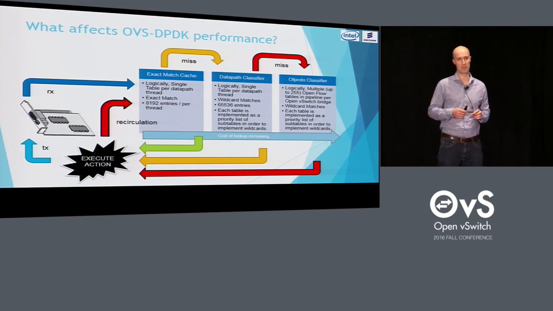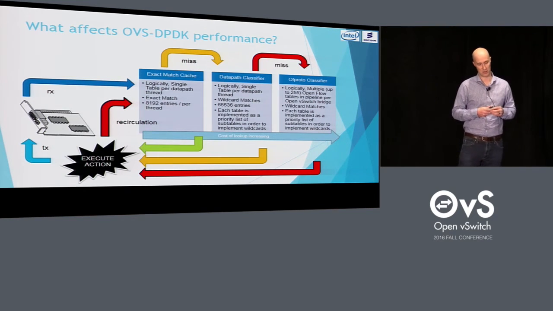So in OvS-DPDK, there are 3 levels in that hierarchy. You have your OpenFlow tables on the right. You have your megaflow cache in the middle, which is also called the datapath classifier. And you have your microflow cache on the left there, which is the exact match cache. Each of these tables has different characteristics. The megaflow cache is a single table that represents all the datapaths in an instance of Open vSwitch, and that table is a match action table that can match on wildcards. Whereas the exact match cache is also a single table, but it's obviously exact matching on the match side of things.